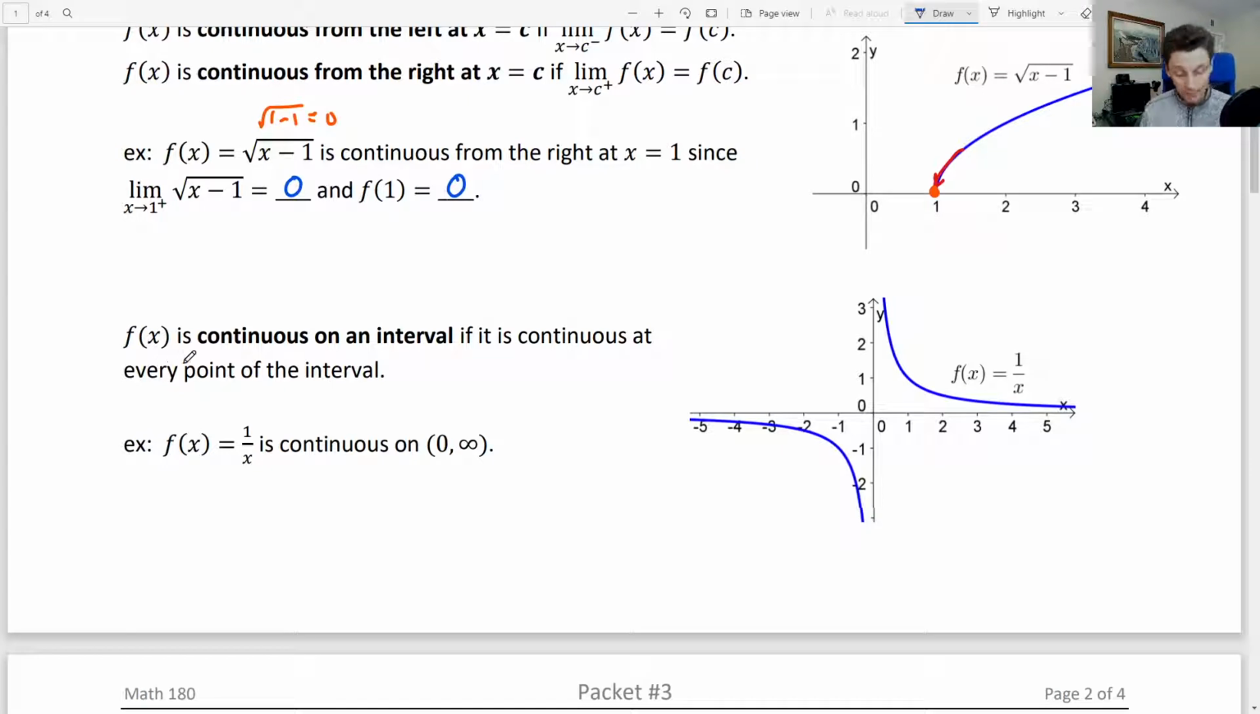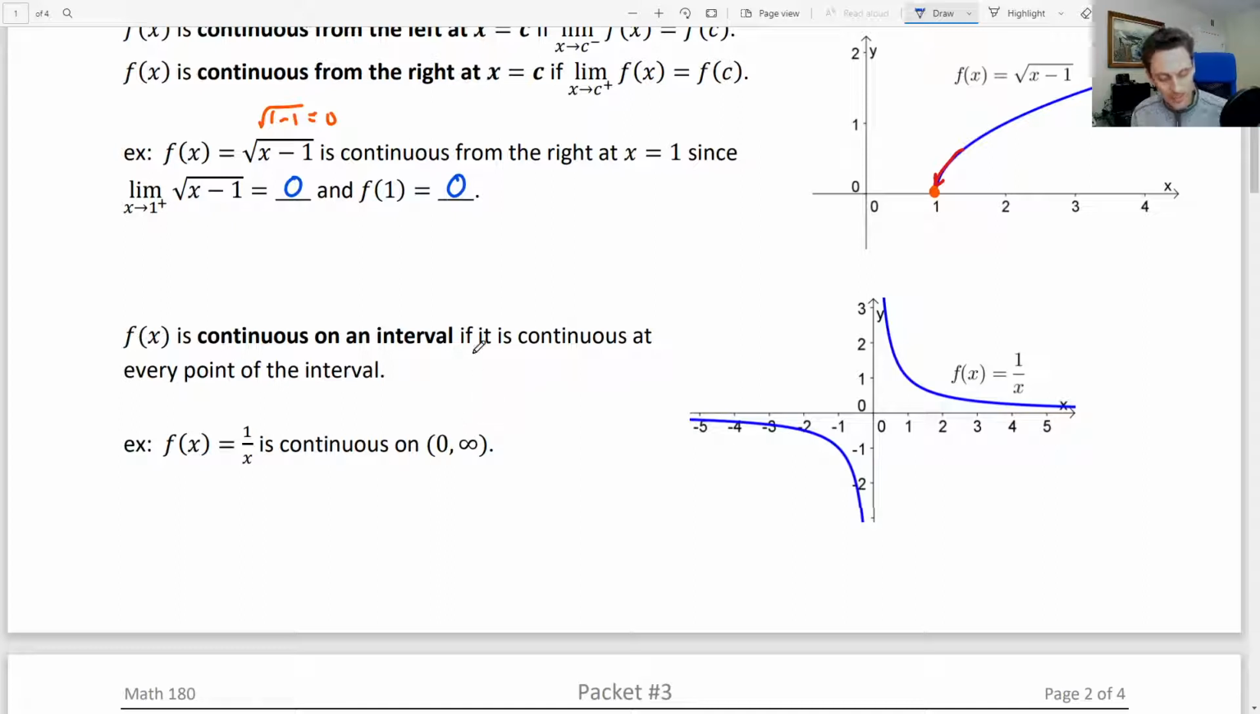Now we can expand this idea of continuity to going from a point, like an x value, to an interval by this definition here. So f of x is said to be continuous on an interval if it is continuous at every point of the interval. So as the example shows, f of x equals 1 over x is continuous on the interval from 0 to infinity. If you look at the interval from 0 to infinity, at every single one of those x values, the graph is continuous. And another way you can think about it is if you can draw the function on that interval without picking up your pencil, then the function is continuous on that interval.